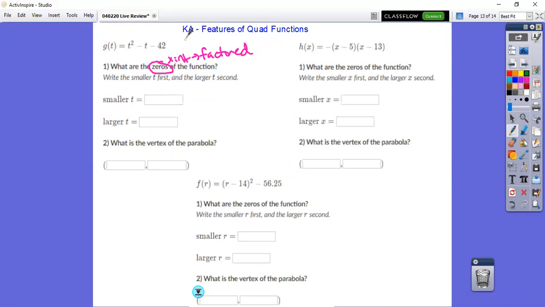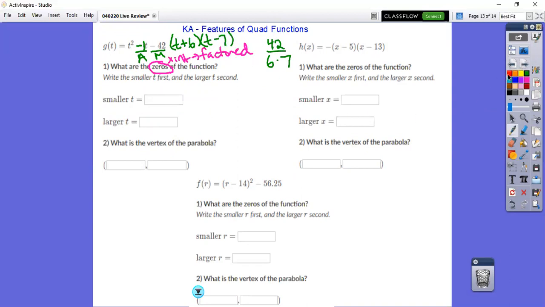To factor this, it's going to be two sets of parentheses. In this case, technically it's a t. If you put an x, it's not the end of the world, but it's going to be two t's times each other. I need to find what multiplies to negative 42 and adds, in this case, to negative one. For 42, it's going to end up being a six times a seven. In this case, it's a positive six and a negative seven.